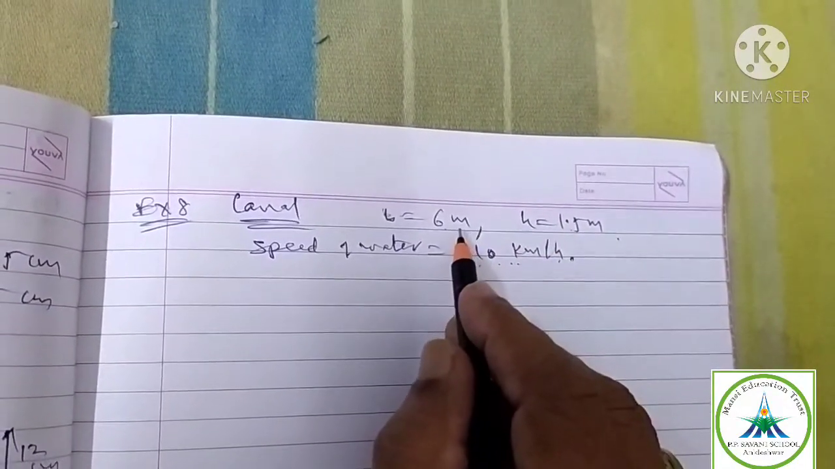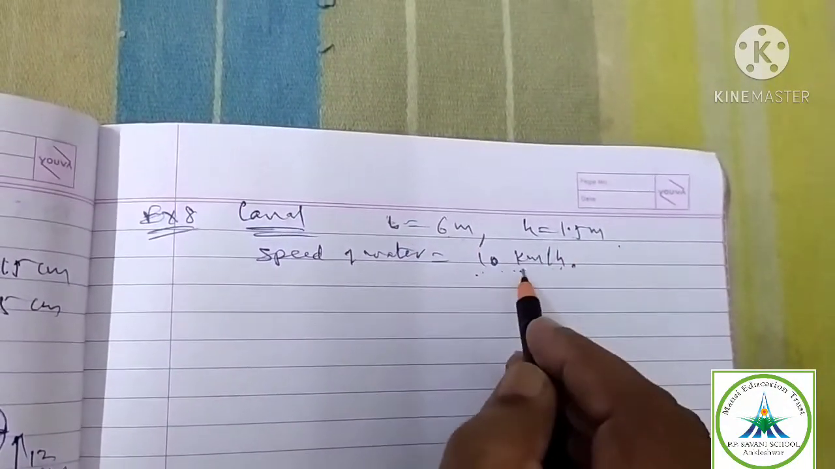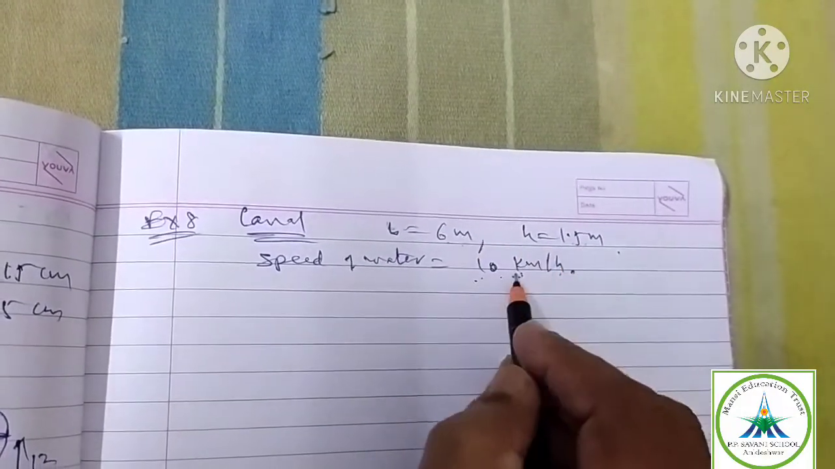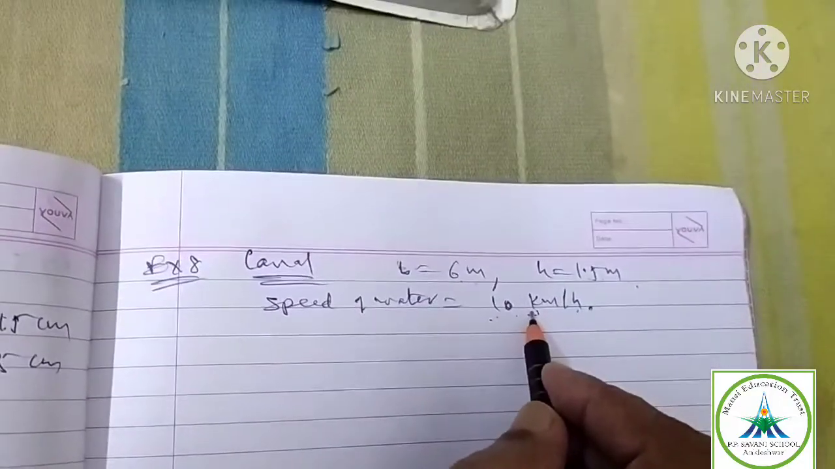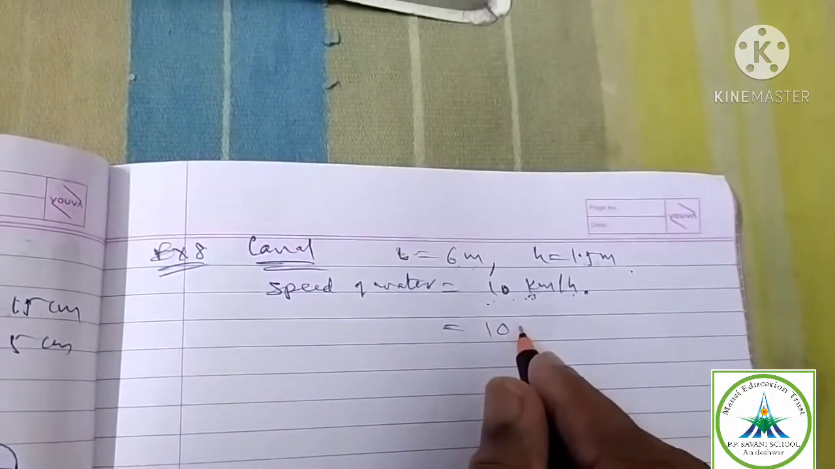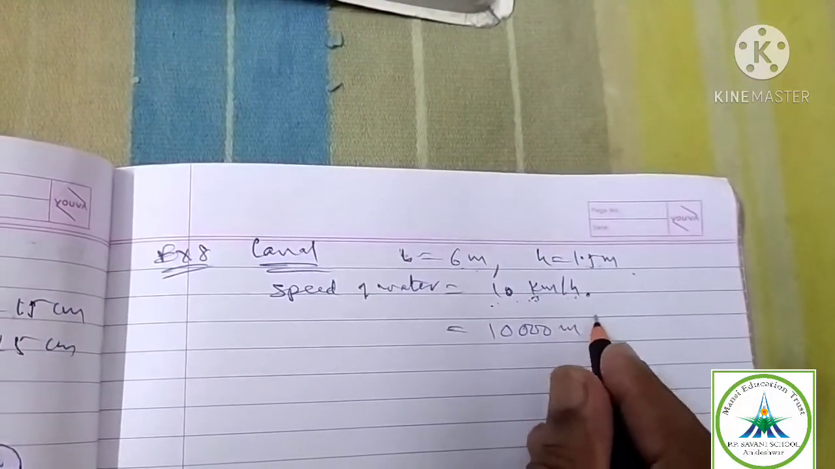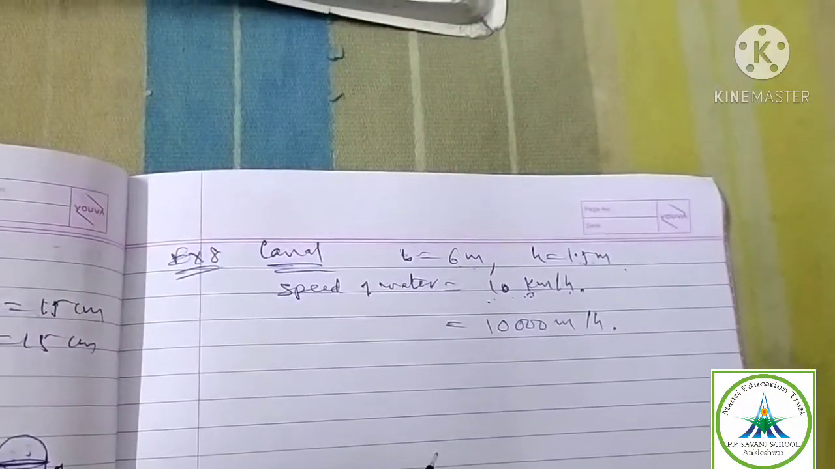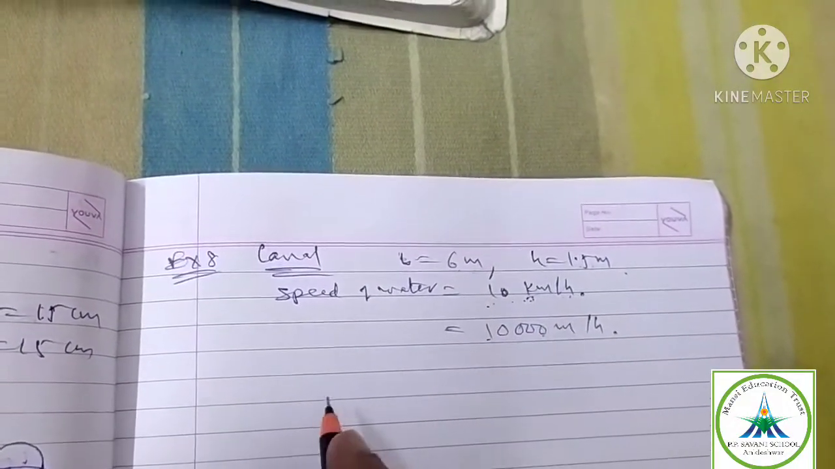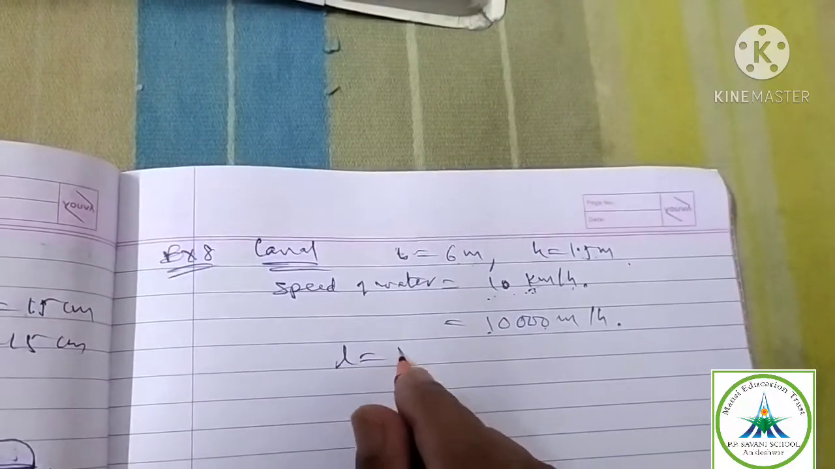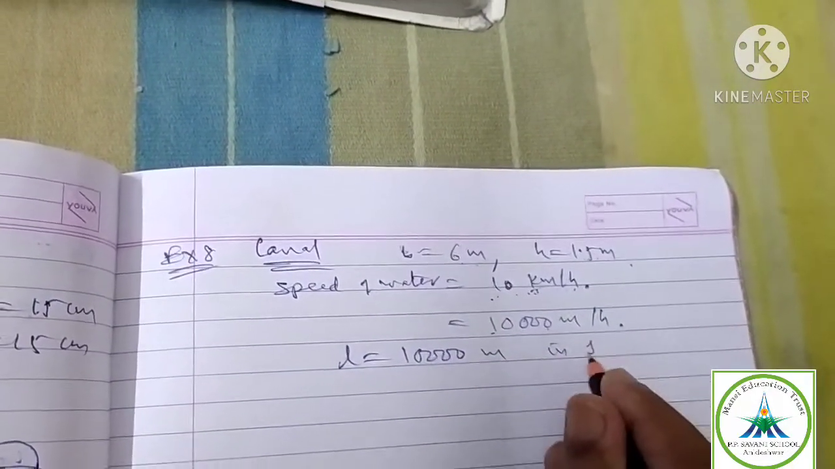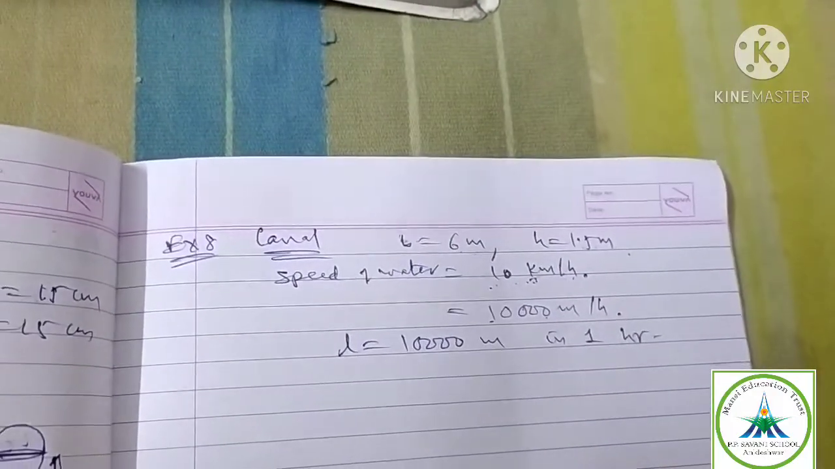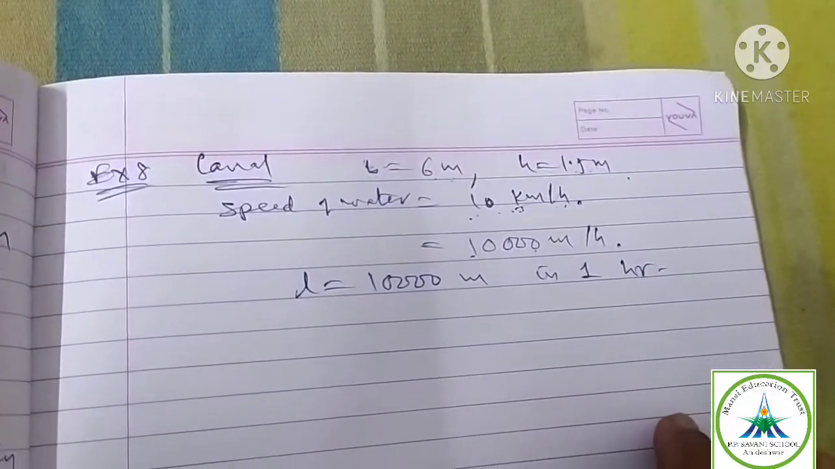Look here, units are different: meter, meter, kilometer. Immediately convert all these units to the same unit. Let us convert this kilometer into meter. We can make it 10,000 meter in 1 hour. Got it? So you can name this length equal to 10,000 meter in 1 hour. Remember this. Clear? Further, let us talk now.